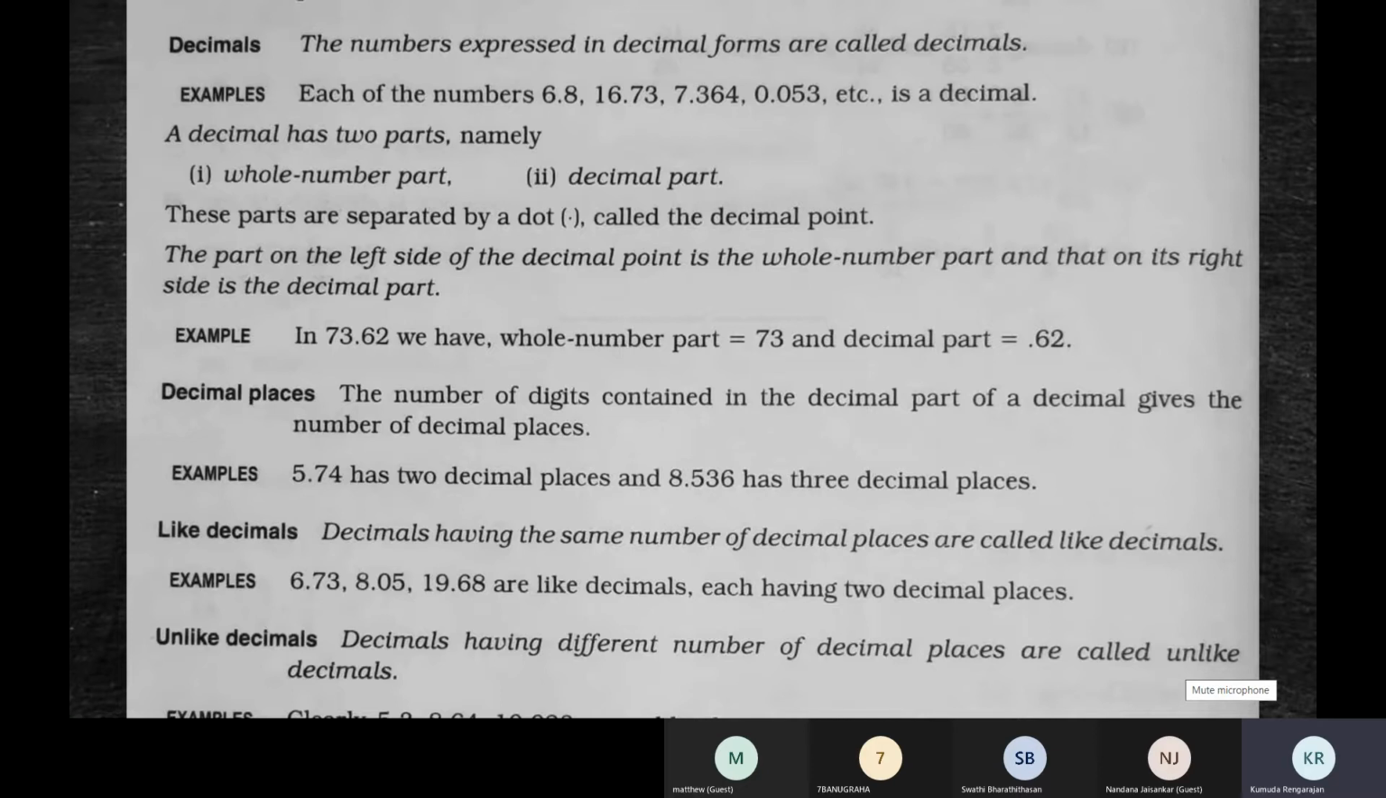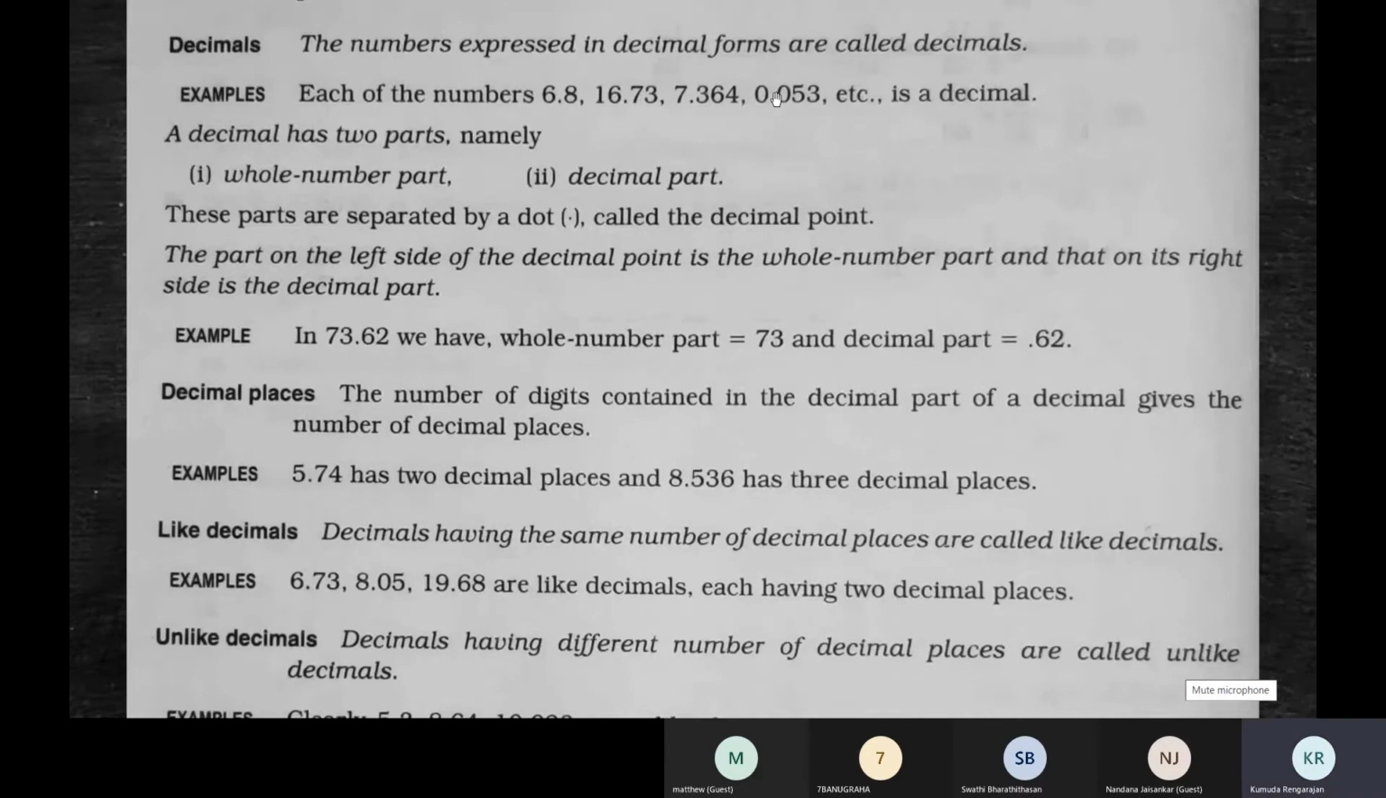What are the two parts of a decimal? A decimal has two parts: whole number part and decimal part. See, 7.364 is a decimal. 16.73 is a decimal. This one is a decimal point. 6.8 is a decimal. 0.053 is a decimal.